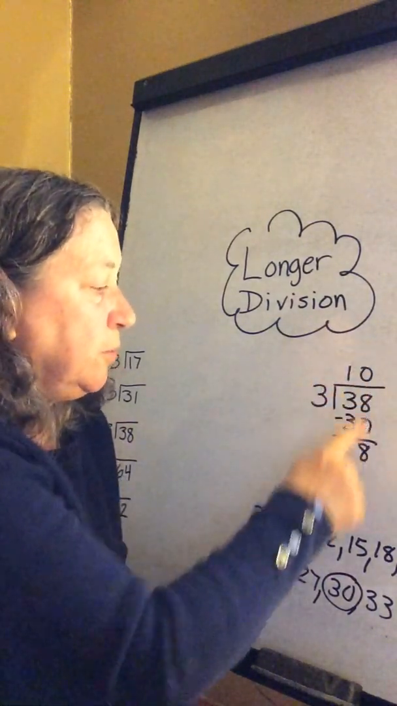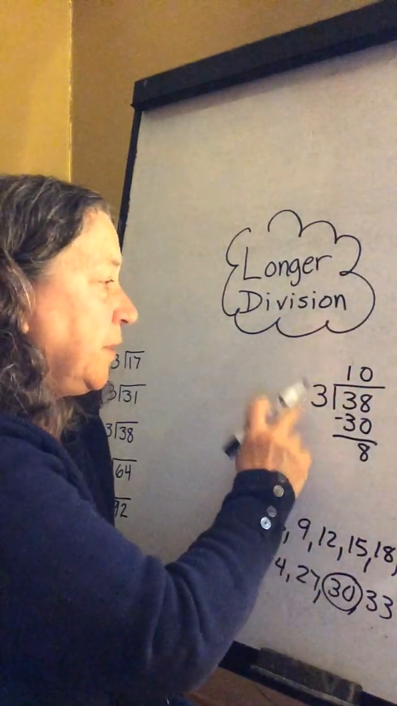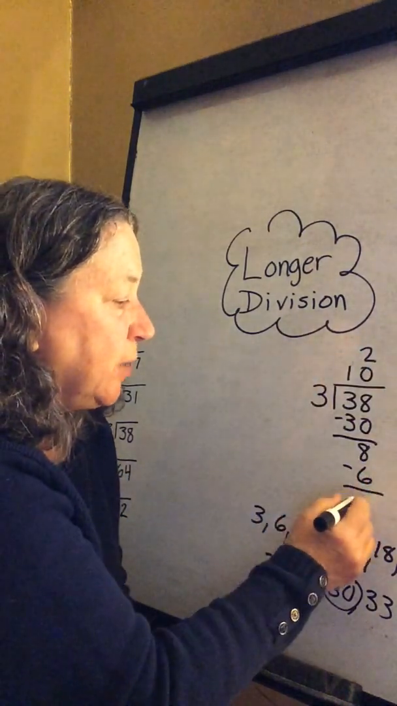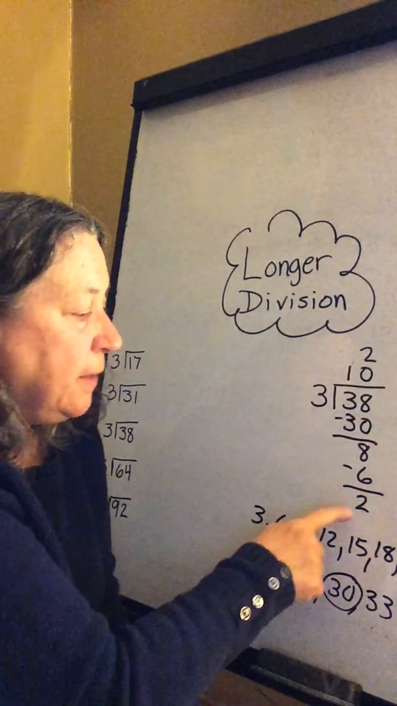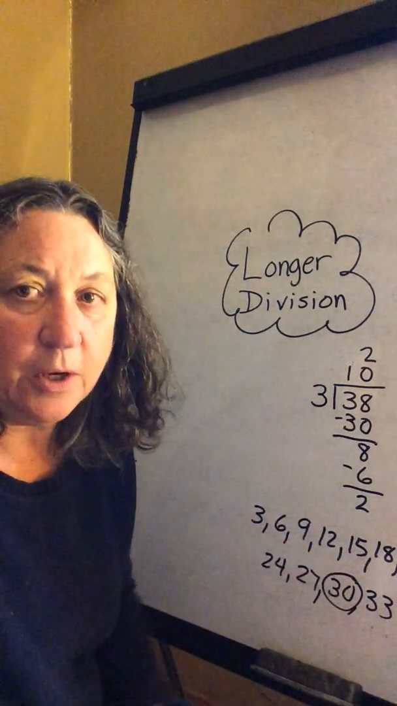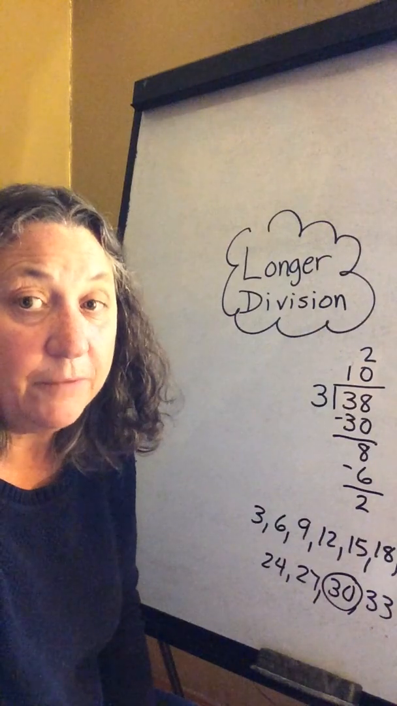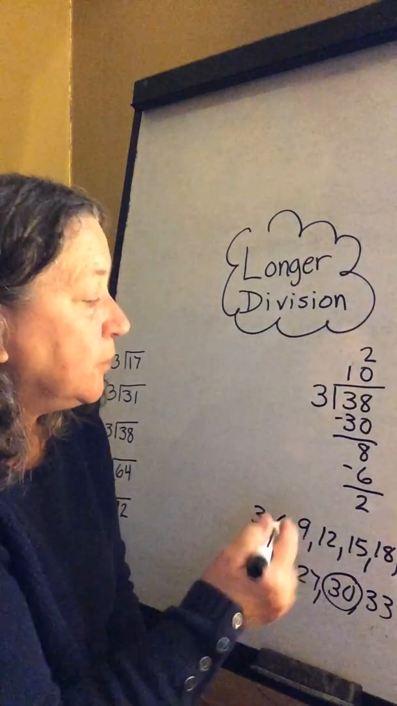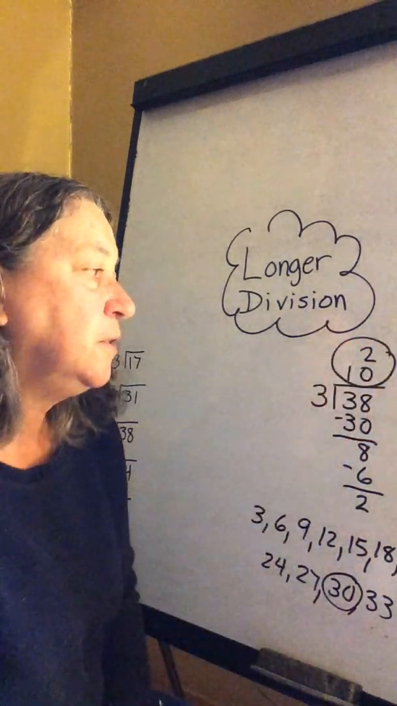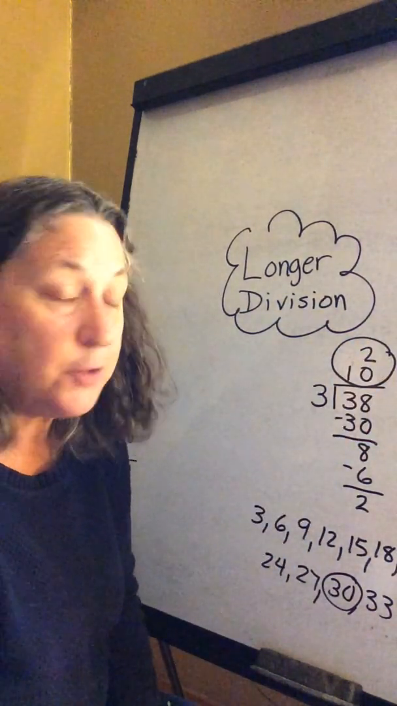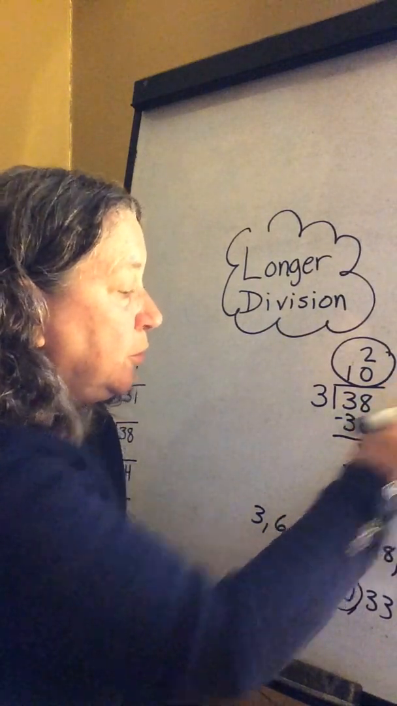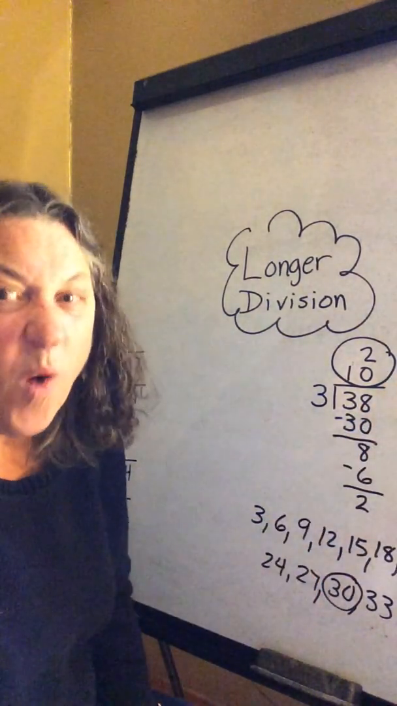3 times 2 is 6. And when we subtract, we have 2. If I have 3 friends with $2, can I give each person $1? No. So we have leftover dollars. So how many dollars did each friend get? They got $10, and then they got $2. So each friend got $12, and there were $2 left over.